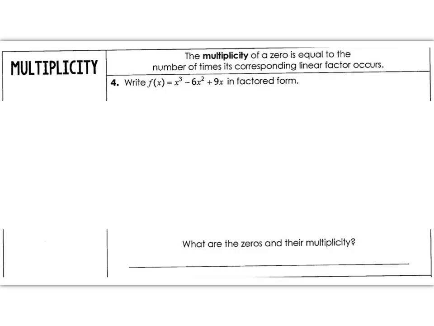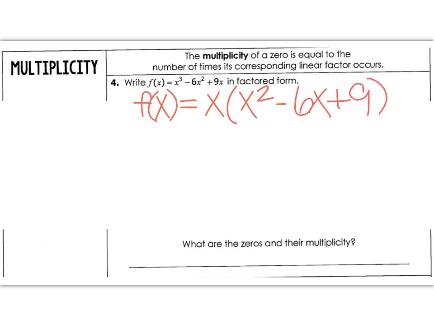When we're talking about the multiplicity of a zero, the multiplicity is equal to the number of times its corresponding linear factor occurs. So let's take number 4 as an example. First thing we want to do is write this function in factored form. So first things first, take out a GCF. All right, so, oops, let me get my pen. f of x, we can take out an x, squared minus 6x plus 9.